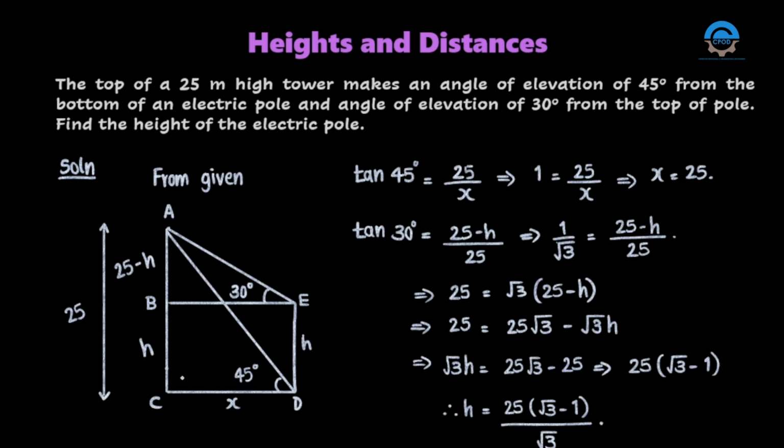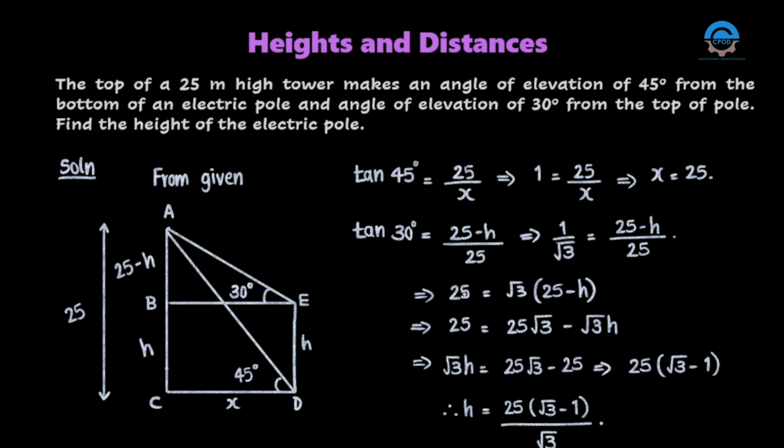First we are taking the triangle ACD and substituting tan 45 is equal to opposite side by adjacent side. We are getting the value of x as 25. Substituting this x in the tan 30 triangle, that is the ABE triangle. Tan 30 is equal to 25 minus h divided by x. We got the value of x as 25. So the tan 30 value, 1 by root 3, is equal to 25 minus h divided by 25.